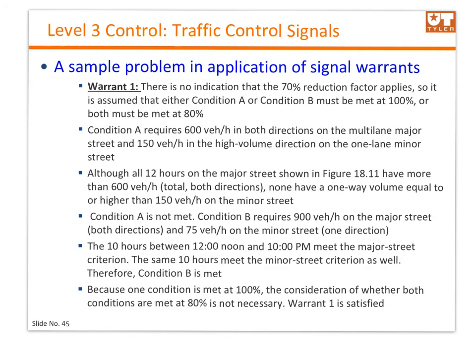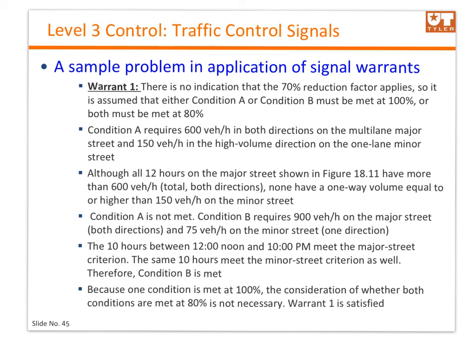So let's start with the first one. Warrant 1, if you go back to the table with condition A and B, you would notice that there is no indication that the 70% reduction factor applies. So it is assumed that either condition A or condition B must be met at 100%, or both must be met at 80%. So there is no indication again for the middle case where we have a small community or speed more than 40 miles per hour.